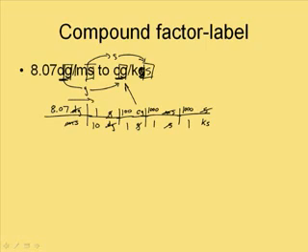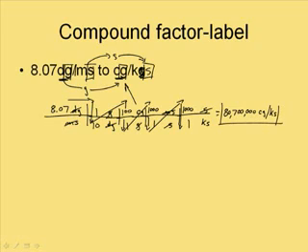Multiply across the top, then divide by the bottom, then multiply, then divide, multiply, divide, multiply, and finally divide one last time. When you do this, it all works out to be 80,700,000 centigrams per kilosecond. Compound factor label is one of the toughest types of factor label we do.